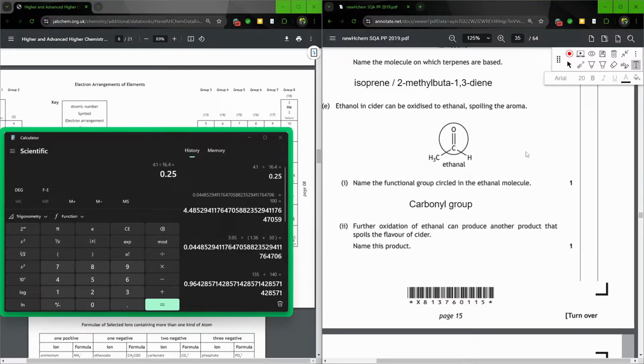Yeah, you just say carbonyl. It's a better bet than ketone or aldehyde. That's not really what you're supposed to be doing. You should be saying carbonyl.